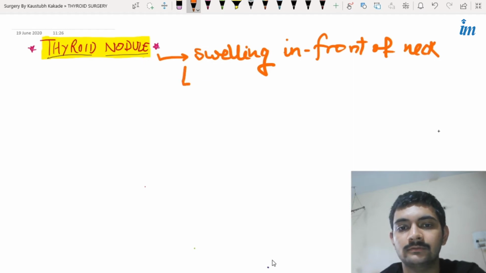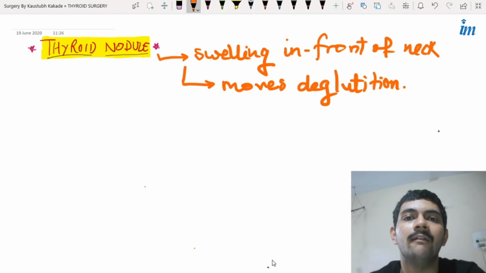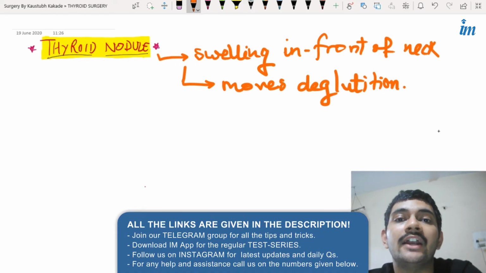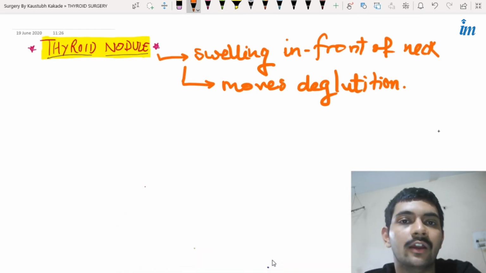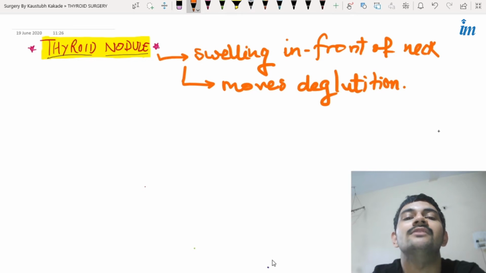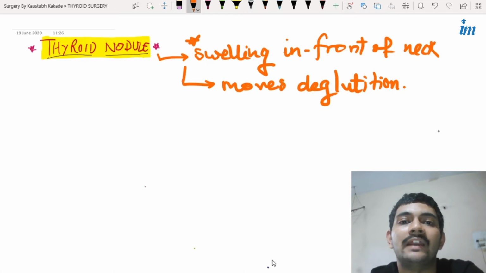that moves with deglutition, right? Why does it move with deglutition? Because of the inferior constrictor of pharynx pulling it upwards when we try to ingest something. When the patient is asked to swallow, during that process of deglutition, that thyroid swelling is going to move up and down. So that is a characteristic feature which helps you to identify it to be a swelling of thyroid.